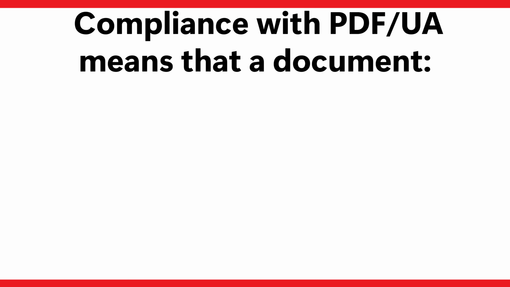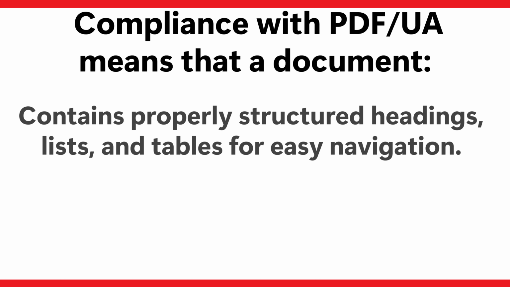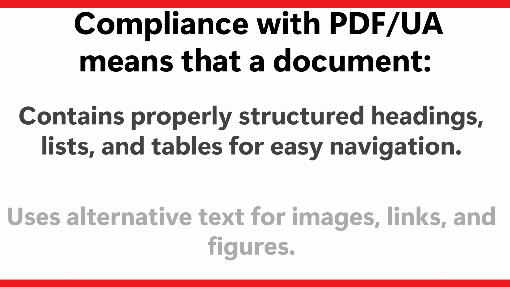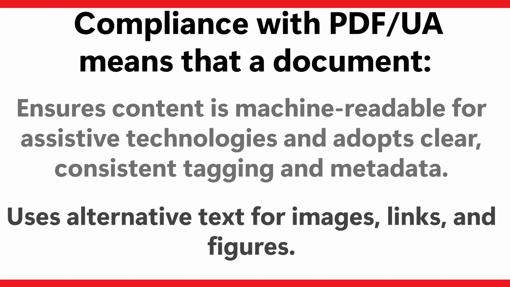Compliance with PDF/UA, or universal accessibility, means that a document contains properly structured headings, lists, and tables for easy navigation. It uses alternative text for images, links, and figures, ensures content is machine readable for assistive technologies, and adopts clear, consistent tagging and metadata.